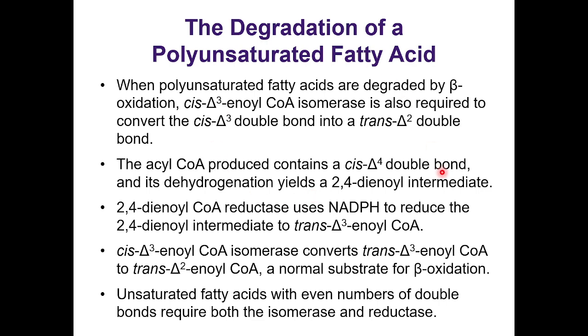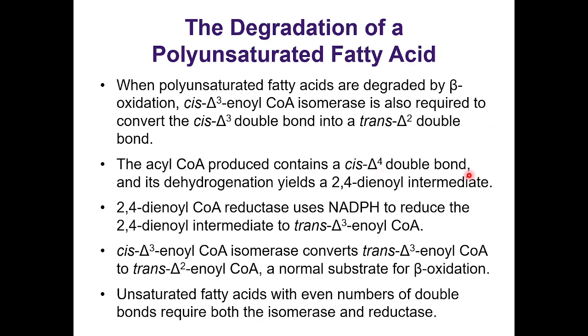Okay, so when the polyunsaturated fatty acids are degraded by beta oxidation, your cis-delta-3-enoyl-CoA isomerase is also going to be required to convert the cis-delta-3 double bond into the trans-delta-2 double bond. The acyl-CoA that is produced is going to contain a cis-delta-4 double bond, and its dehydrogenation is going to yield a 2,4-dienoyl intermediate. The 2,4-dienoyl-CoA reductase is going to use NADPH to reduce the 2,4-dienoyl intermediate to the trans-delta-3-enoyl-CoA.